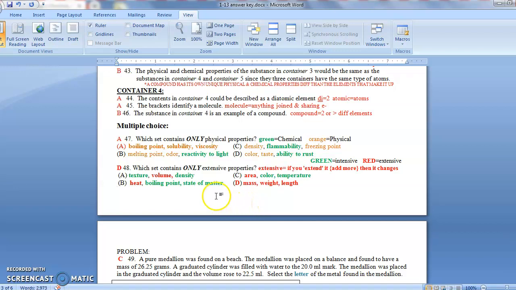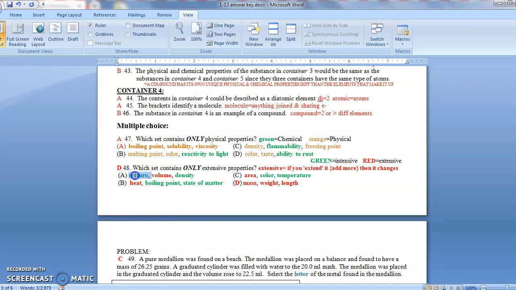Which set contains only extensive properties? Question 48, extensive properties. Extensive properties are those properties that if you extend how much is there, it changes. If you add more, it changes. So extensive properties matter how much is there.